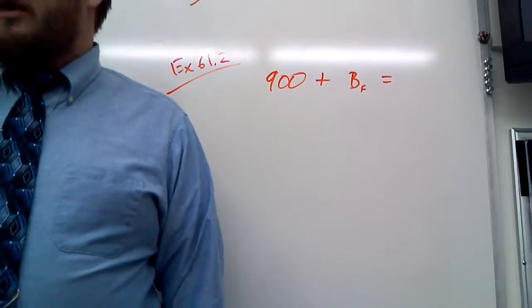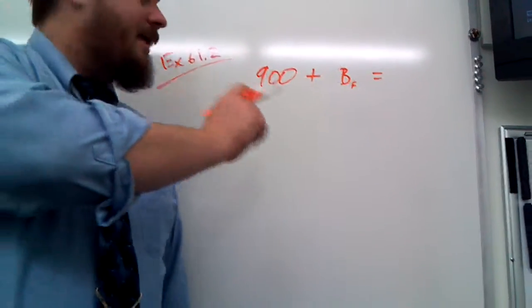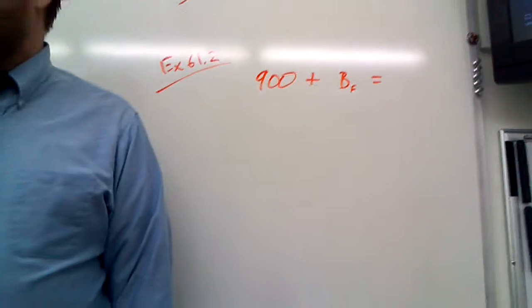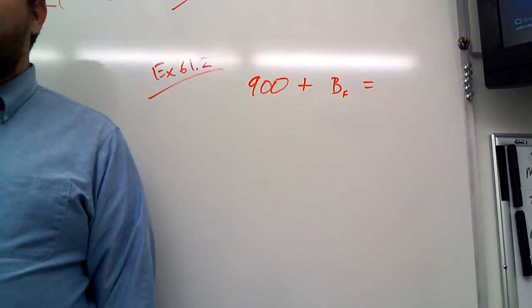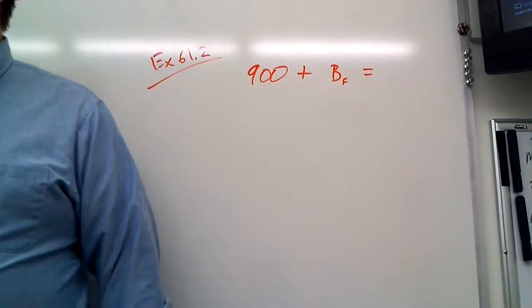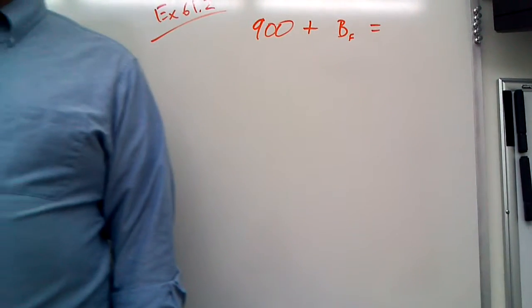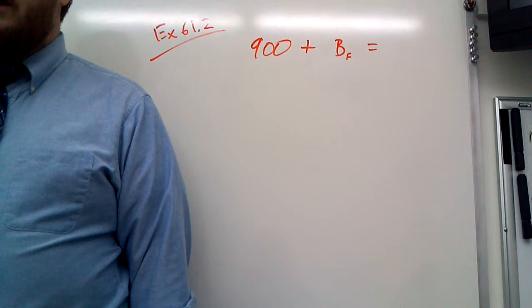Now, here, if we're starting with 900 and we're going to add an unknown amount, we'll call it BF. How much are we ending up with? The total. Yes, the total. Now, here's what one of my classes a long time ago decided to call the duh equation.